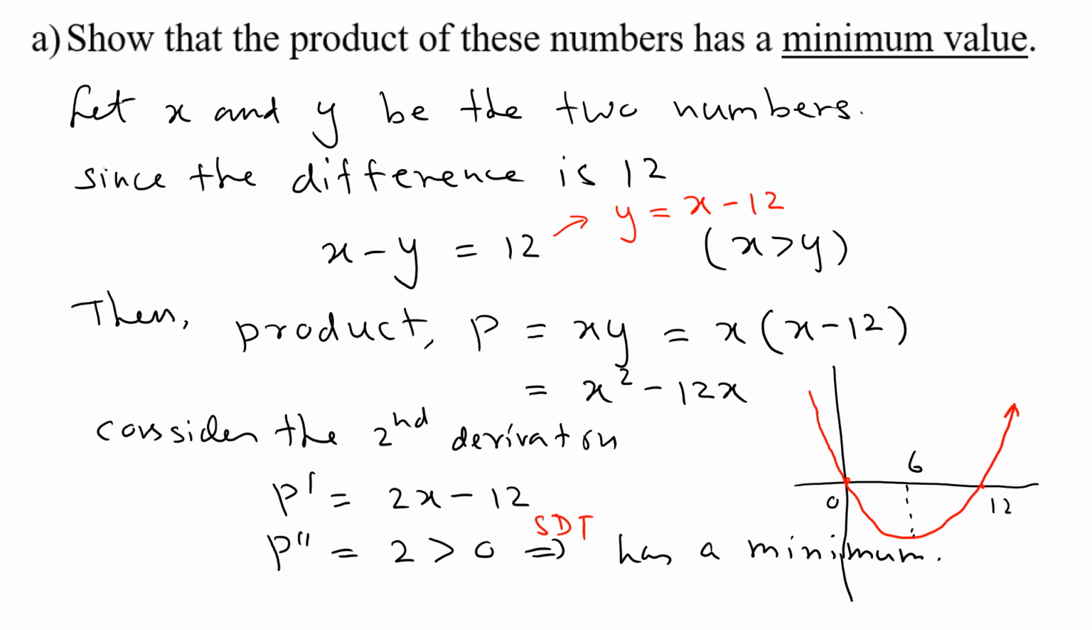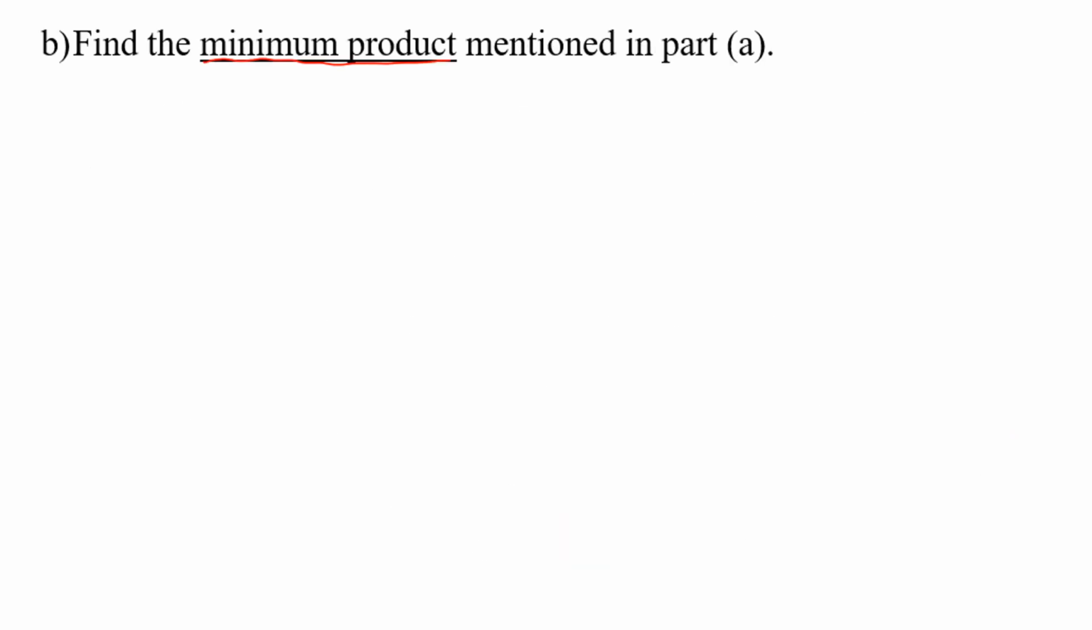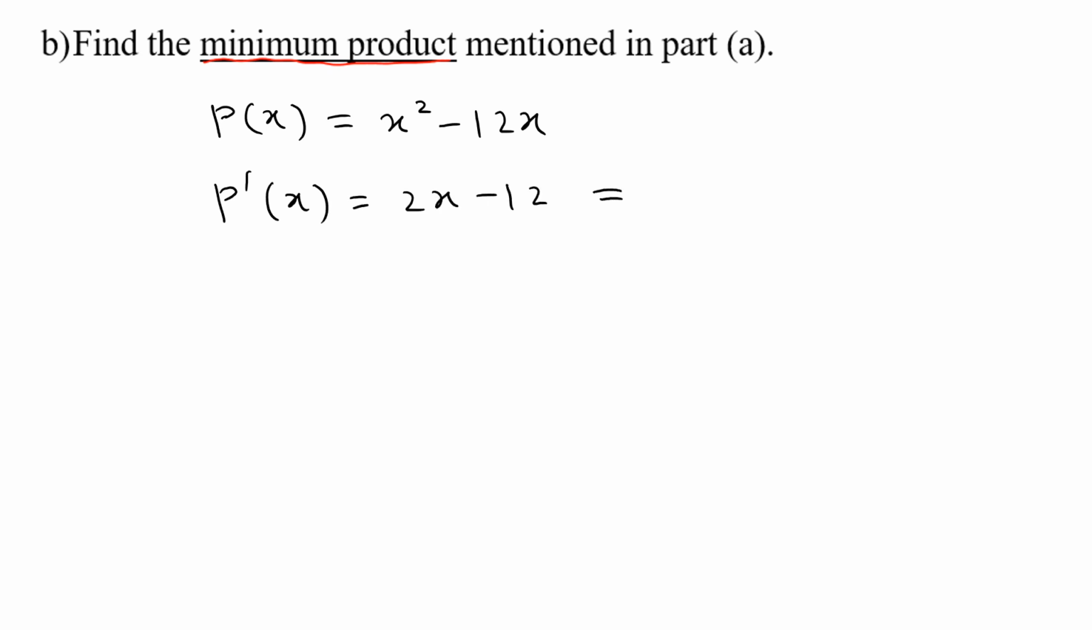Okay, so let's try to find that minimum. Part B is asking to find the minimum product mentioned in part A. We already know the product function, which is a one-variable function, x squared minus 12x. To find the minimum, using the calculus argument, we look at the derivative. So P prime of x is equal to 2x minus 12. Now we can set this equal to 0 for the critical point.